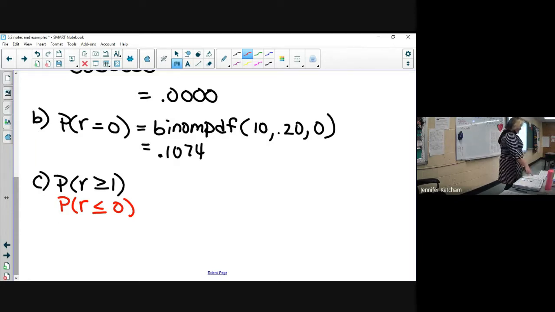If you look, it is number 3, or the third one down on that binomial side. It says, for x greater than or equal to r, we have binomial CDF with n, p, and r minus 1. R minus 1, so 1 minus 1 is 0, right? Now I can do that binomial CDF.